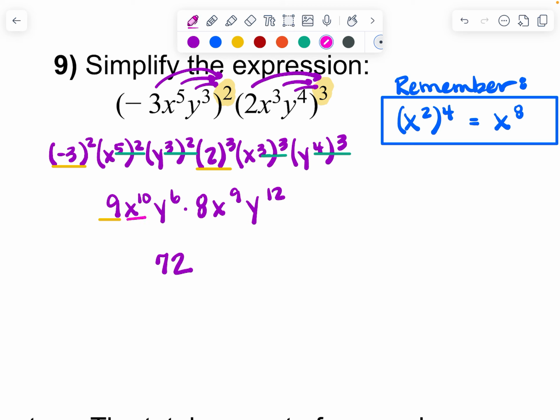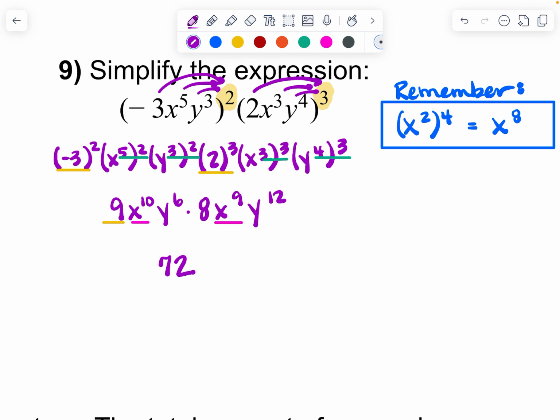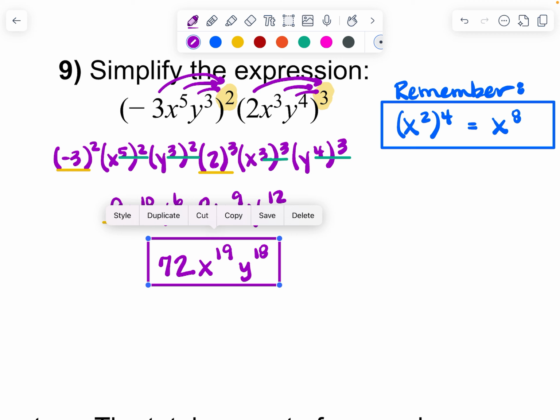And then we want to add the x to the 10th times the x to the 9th, right? And so remember, that's when we have like bases. So we add the powers, right? When you multiply, you add the exponents because we want to merge all the x bases together. And then the same thing with our y's. We've got 6 y's and 12 more y's, which is a total of 18 y's. And that is our final answer.